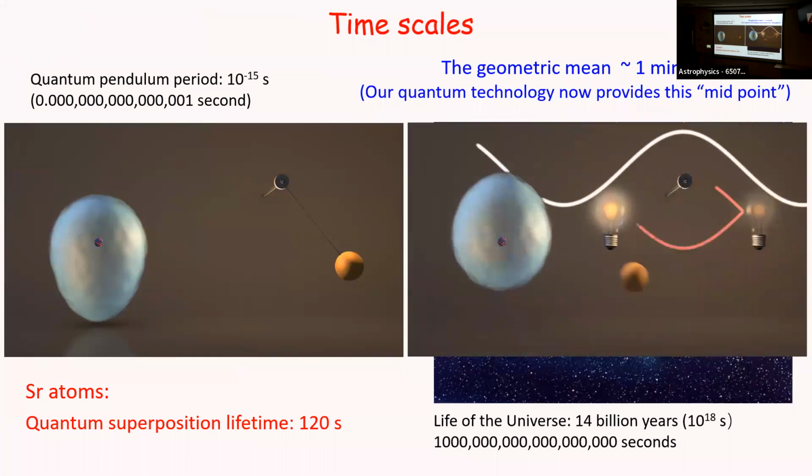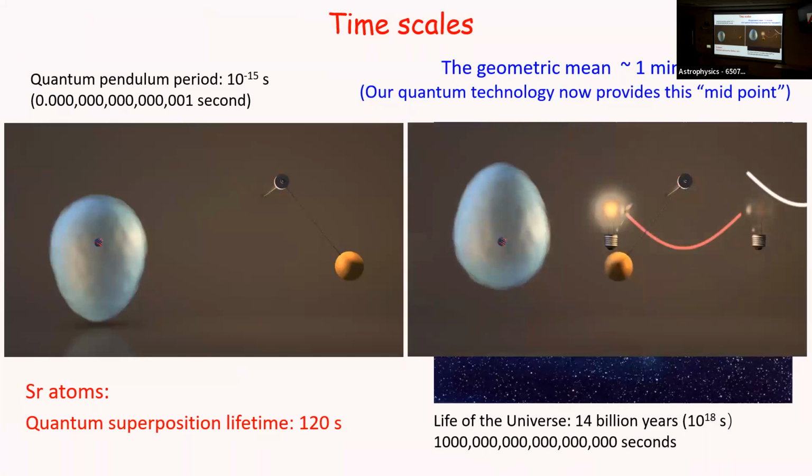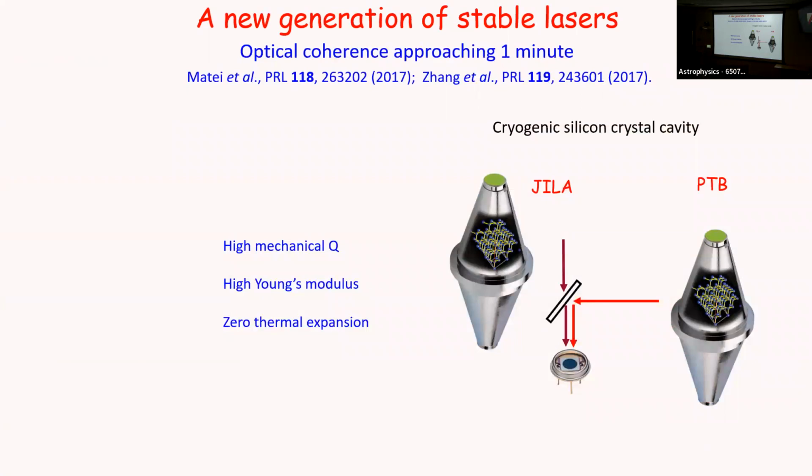So the technology is this white sinusoidal wave, which is a laser. You've got to make a laser stable enough to be able to read out the coherence of this quantum pendulum oscillating back and forth. You have to build very stable lasers. And with material science, we have come to understand what kind of material we want to use to build an optical interferometer. In this case, the silicon crystal happens to have very high mechanical Q.